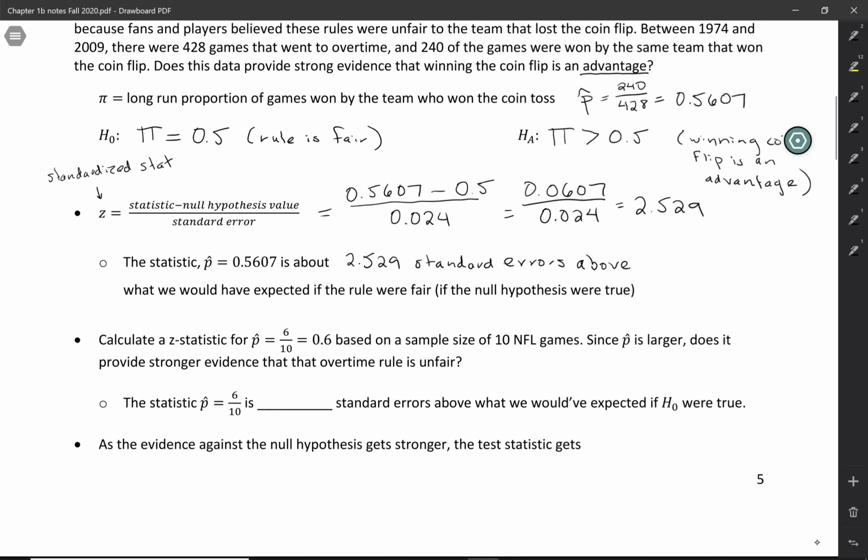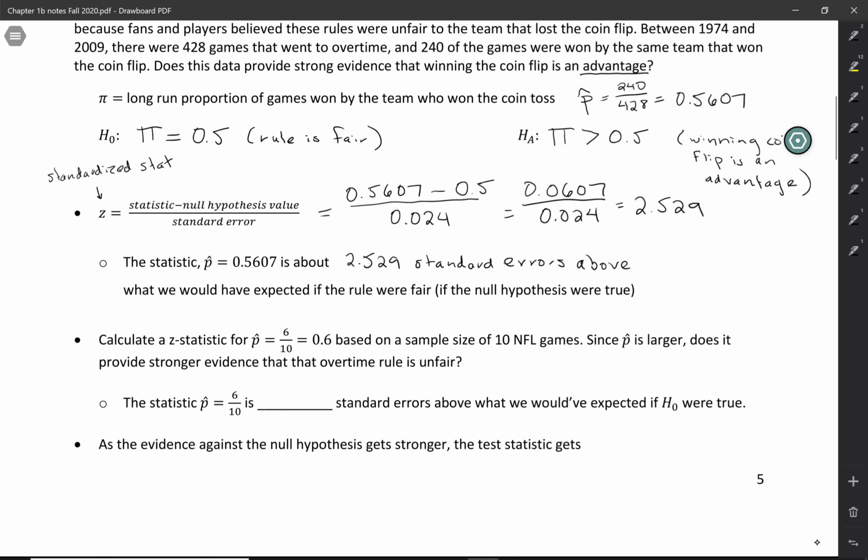What if we had tried to do this based on only 10 games? So let's say that we looked at a set of 10 games, and 6 out of 10 times the team that won the coin flip went on to win the game. So p hat equals 0.6. So in this case, p hat is larger. So does that provide stronger evidence that the overtime rule is unfair?